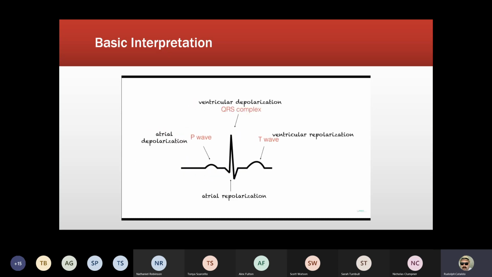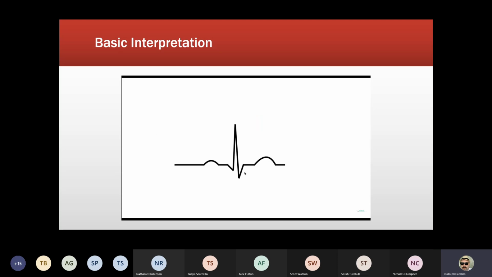Now, as a review, P wave stands for atrial depolarization. The QRS complex represents ventricular depolarization. The T wave represents ventricular repolarization, and the atrial repolarization is covered by the QRS complex. You can't see it, but it exists. So now let us talk about the segments and intervals in the EKG diagram.